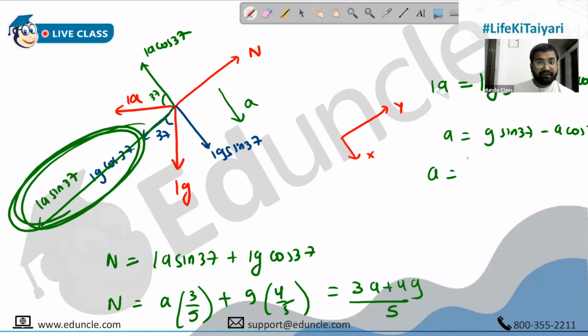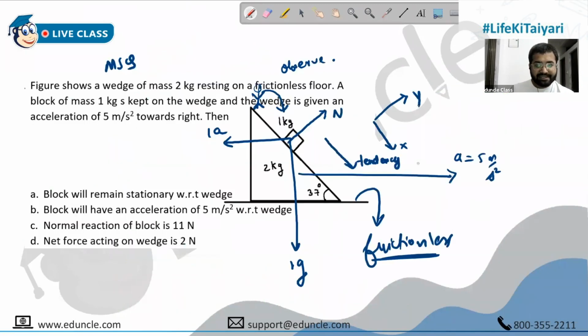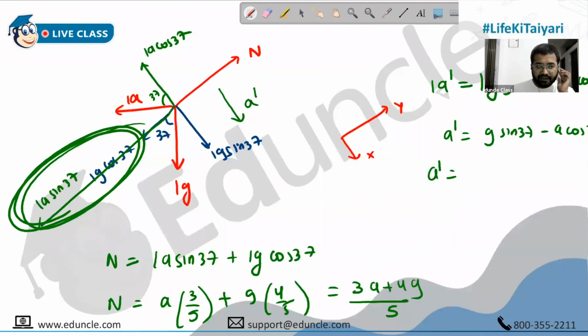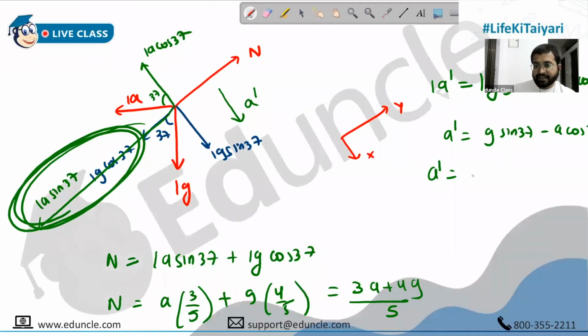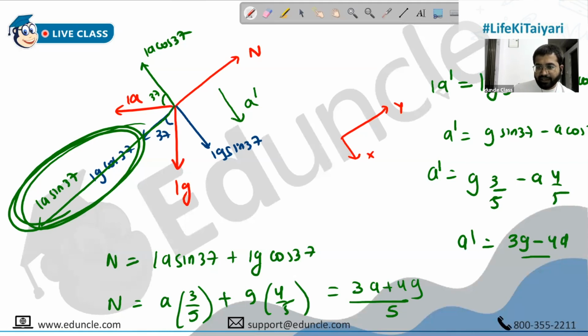By the way, there will be a small problem. This acceleration, you have to write something else. Let's write a dash. This is a different acceleration, it is not this acceleration. So write it a dash, please. Here also in the diagram, if I'm not wrong. So a dash is g sin 37, that is 3 by 5, minus a cos 37, which is 4 by 5. So a dash is 3g minus 4a by 5.